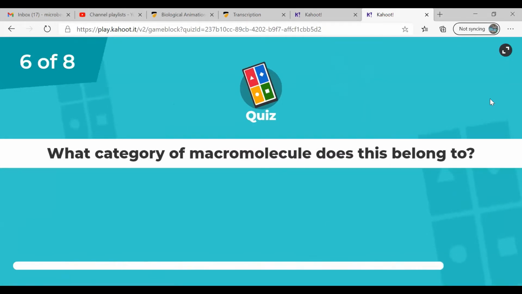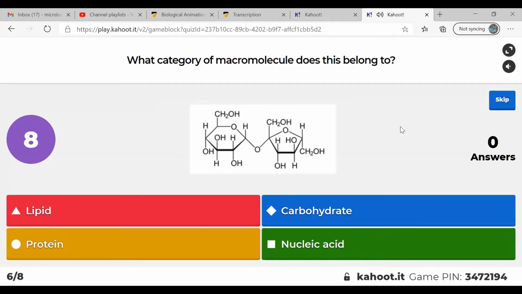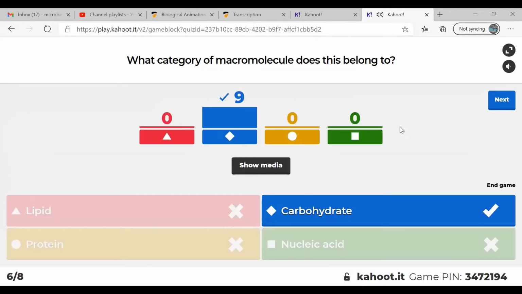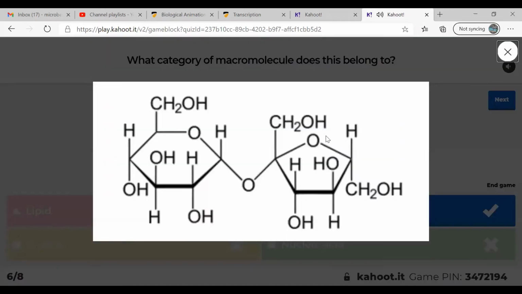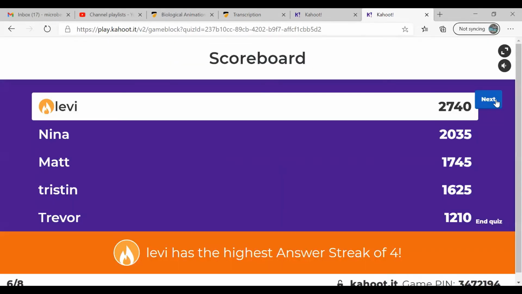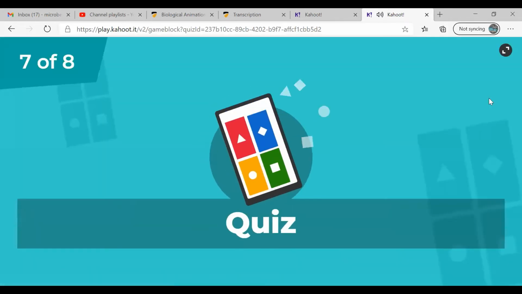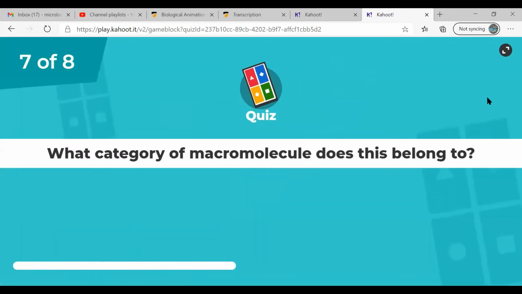2 more, 3 more. Okay, how about this one here? I know I showed you this one last day. 9 out of 9, carbohydrate, excellent. That here is sucrose. This is table sugar. So that is glucose on the left and fructose on the right, and you combine them together and you get sucrose. Okay, 2 more.